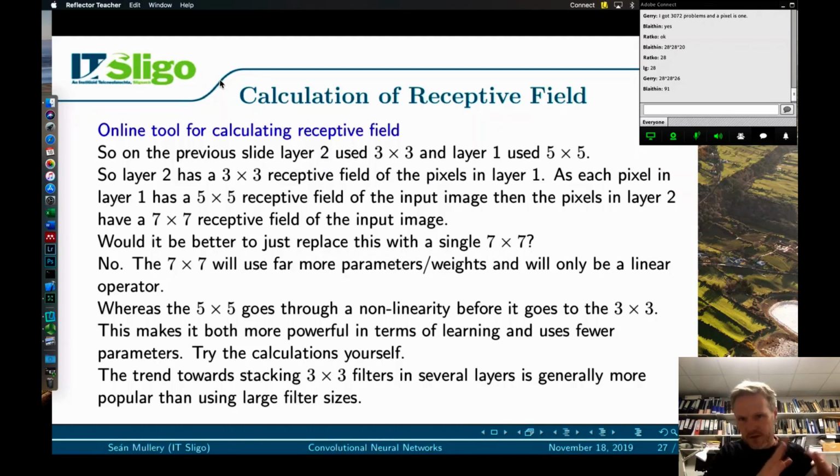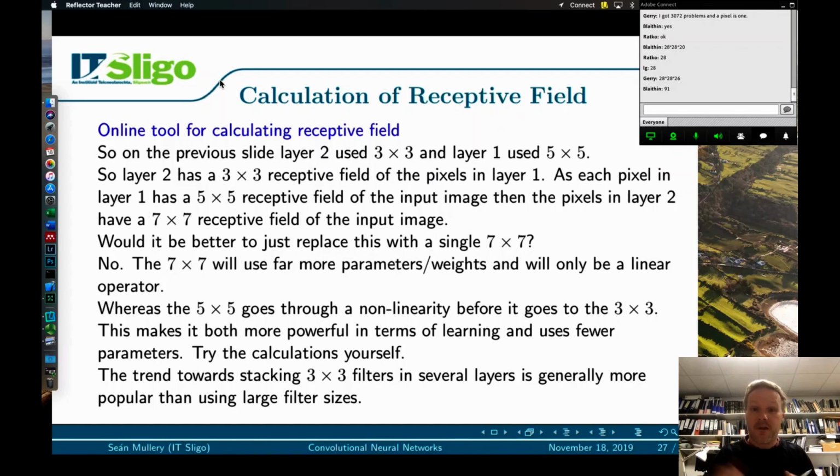Admittedly, through all those non-linearities and things like that, so that has to be kept in mind. Now the question is, would it be better to have just a single layer with 7x7, or is it better to have a 5x5 and a 3x3? The answer is it's not better to have a 7x7. The 7x7 will use far more parameters than the 5x5 and the 3x3 in two separate layers.